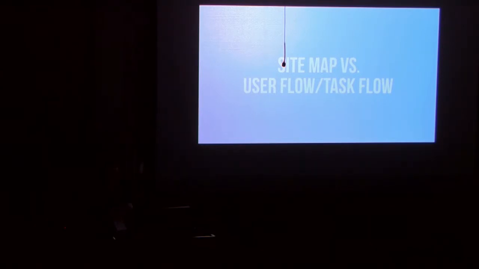So I think the great analogy is from uxmovement.com. They state that a sitemap is like looking at a map of a territory from a bird's eye view with all major landmarks visible on the map. And a user flow is like putting in coordinates for directions on Google Maps. You can see which route to take, where to turn, and the miles it takes to get there.